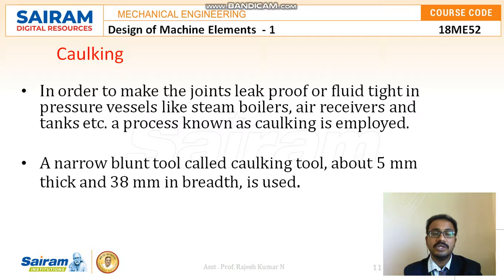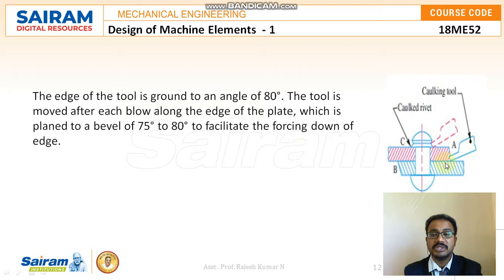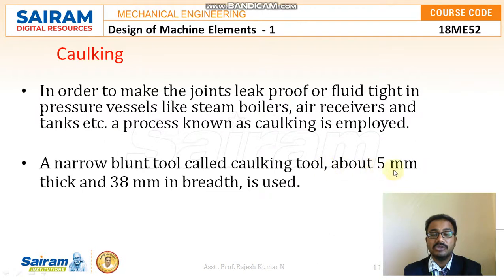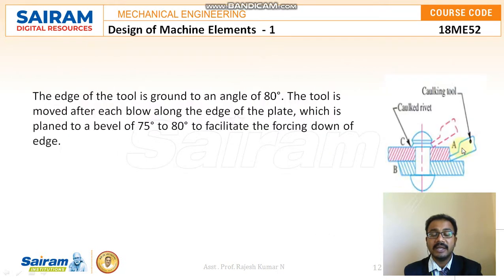So how to do this caulking process? For this, a narrow blunt tool, which we call a caulking tool, about 5 mm thickness and 38 mm in breadth is used. Here you can see this. This is the caulking tool. It is a narrow, blunt shape where the dimensions include 5 mm of thickness and 38 mm of width. So this is the thing I'm talking about.